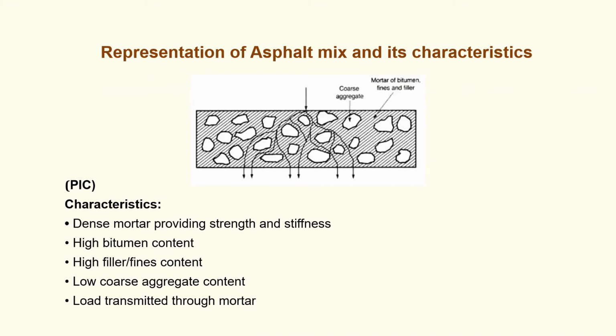Kung makikita natin sa table on the screen, yung coarse aggregate is hiwa-hiwalay. Samantalang yung mortar of bitumen naman or yung fines and filler is mas madami sila than the coarse aggregate. So why? Because the first one is that dense mortar providing strength and stiffness. Because yung mortar of bitumen, sila mismo yung nagpo-provide ng strength and stiffness sa road, sa construct na road.